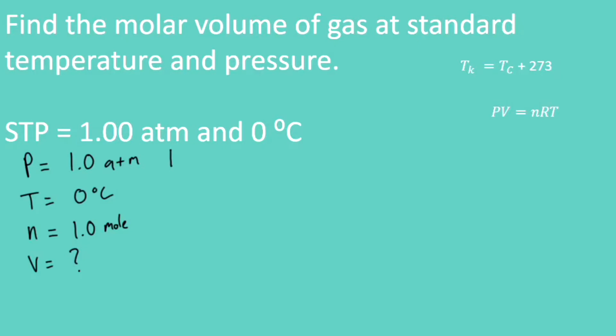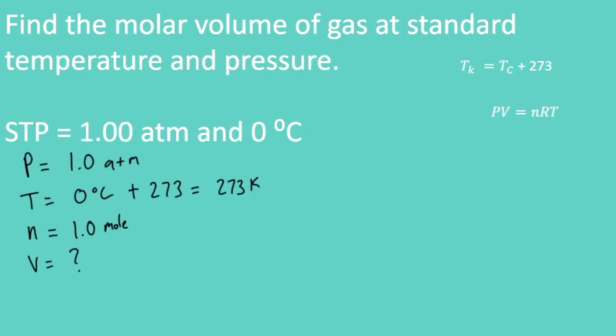Okay, now if I think about the pressure, I know that my units are in atm, which is what I want them to be in. But my temperature is in Celsius, and that is not where I want it to be. I want it to be in Kelvin. So we're going to go ahead and convert that to Kelvin by adding 273. And we'll get 273 Kelvin, which is the standard temperature in Kelvin.